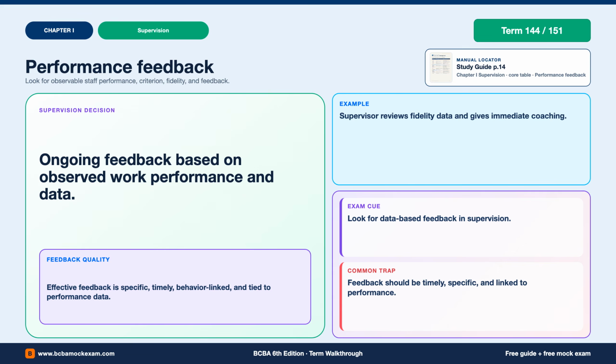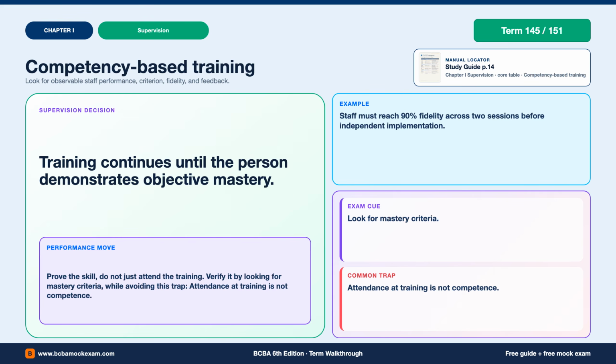When you read the answer choices, do not start with a label. First, ask whether the STEM is pointing to data-based feedback in supervision. Hold on to this version. Coach from observed behavior. Competency-based training. Competency-based training requires demonstrated performance to criterion. A common wrong turn is counting attendance as competence. In plain English, it means training continues until the person demonstrates objective mastery.